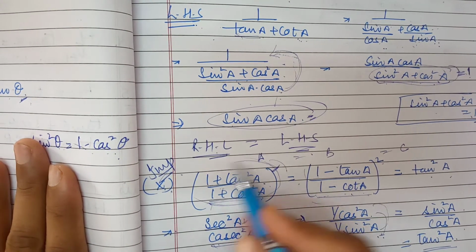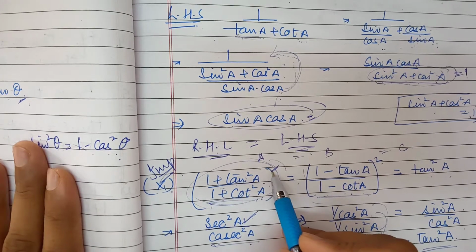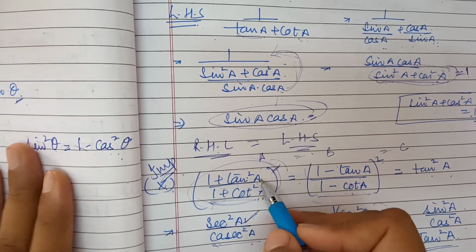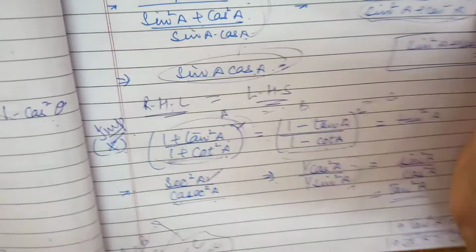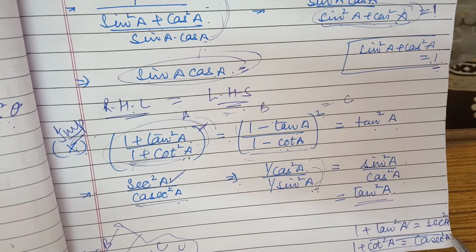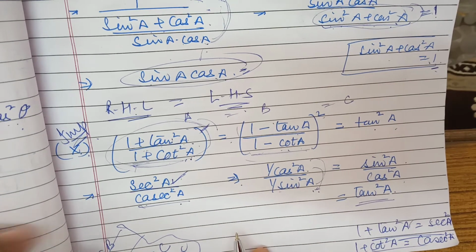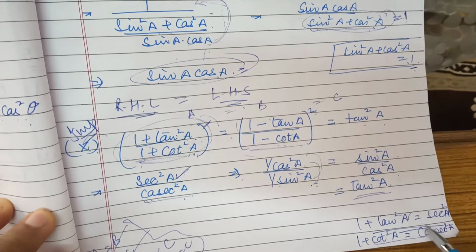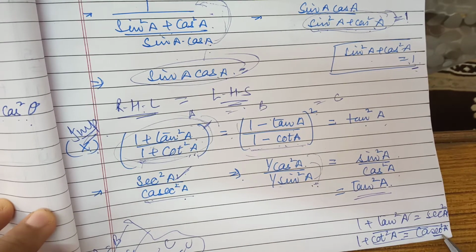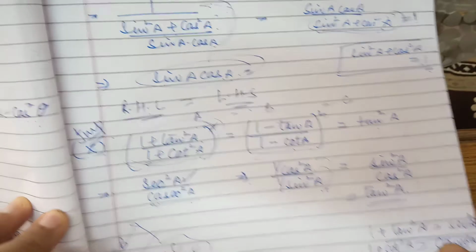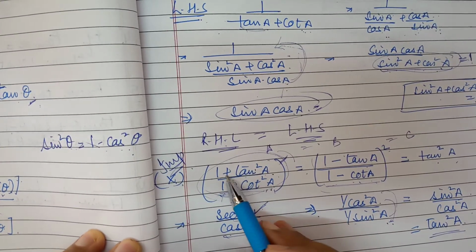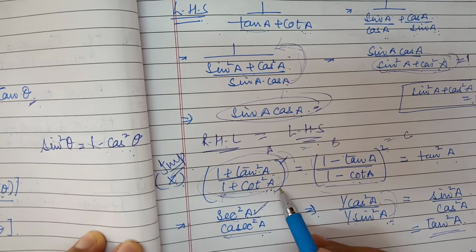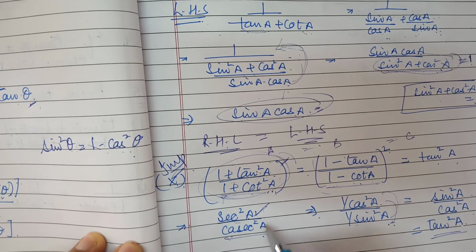So here I am taking first of all this one part, 1 plus tan square A upon 1 plus cot square A. Can anybody tell me the formula of 1 plus tan square A? Yes, the formula of 1 plus tan square A is secant square A. Now can anybody tell me the formula of 1 plus cot square A? Yes, 1 plus cot square A is equal to cosecant square A. So let me put down this value in the equation. 1 plus tan square A, I just write down secant square A, and 1 plus cot square A, here I put down the cosecant square A.